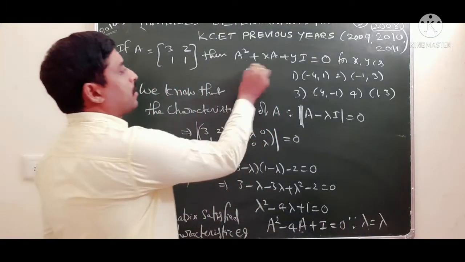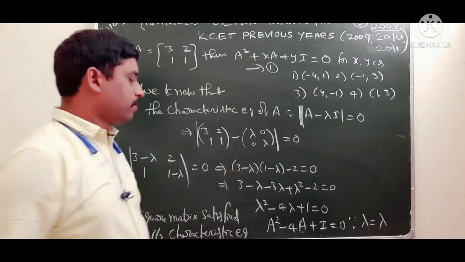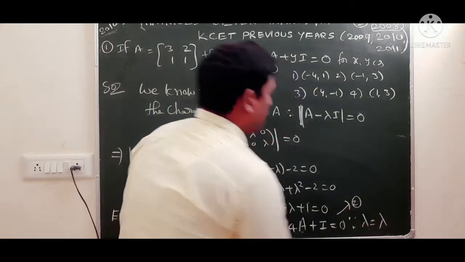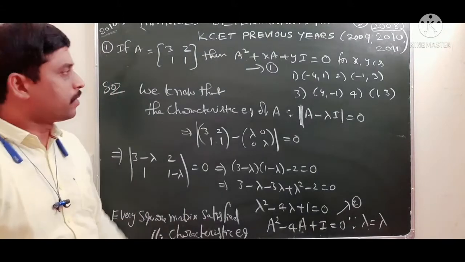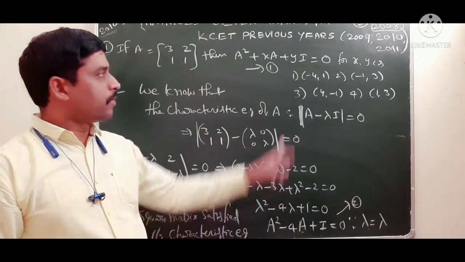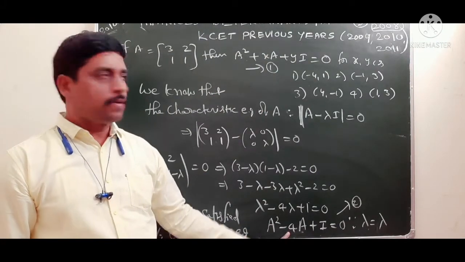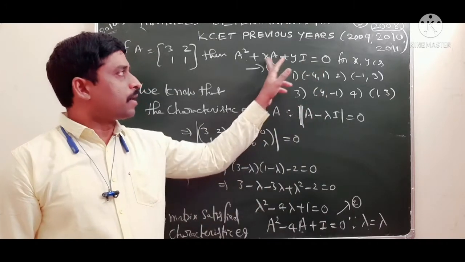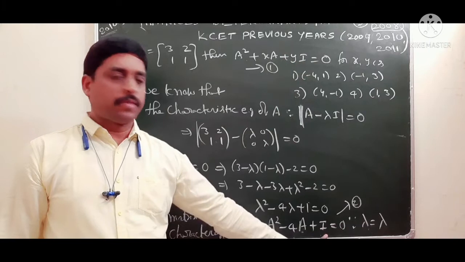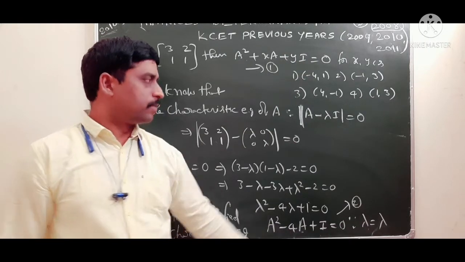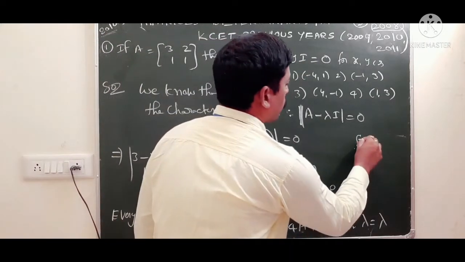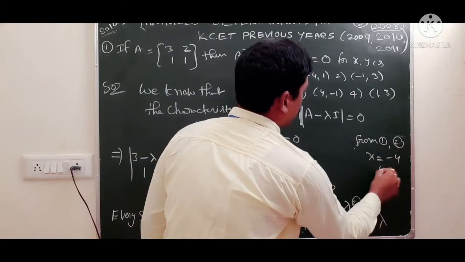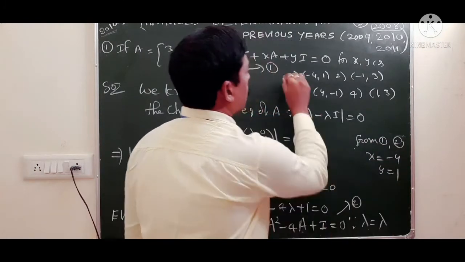So the given equation, let us take as equation 1. What we got is equation 2. On comparing equation 1 and equation 2, A square, x is equal to -4 and y is equal to 1. Where x, y values are the A and I coefficients, so -4 and 1. Therefore, from the two equations, x is equal to -4, y is equal to 1. So option 1 is correct.